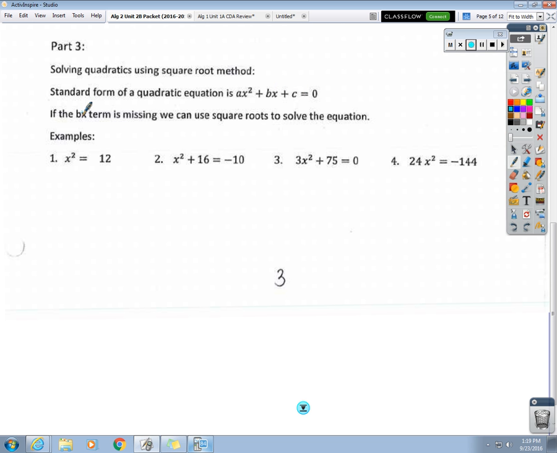Now, if the bx term is missing, see how that has the middle term, bx? If it's missing, you can use the square root method to solve it. See how down here we have x squared, which is the ax squared term, and 12, which is the constant, but there's no x to the first term down here anywhere? That means since it's missing, we can solve this using the square root method.